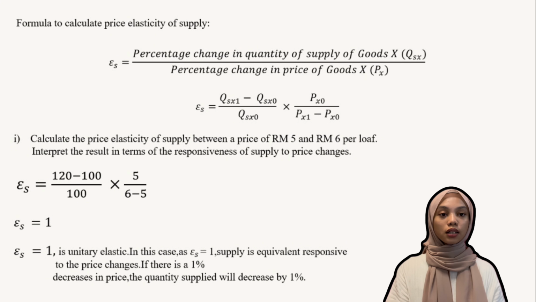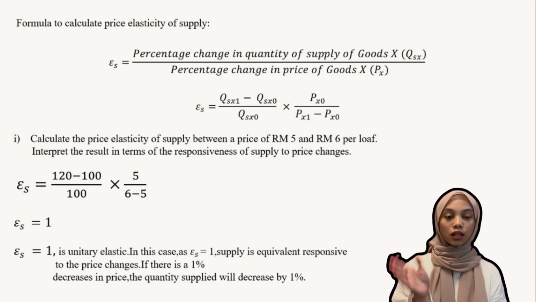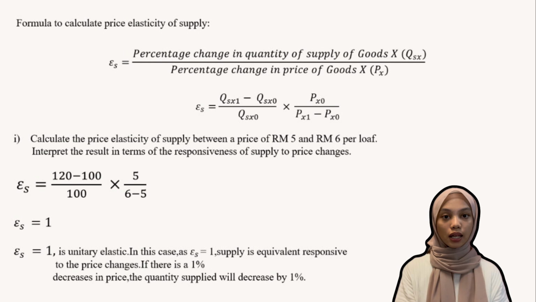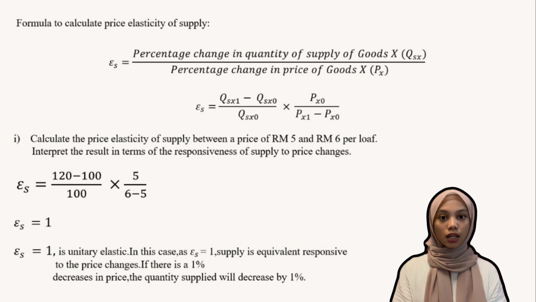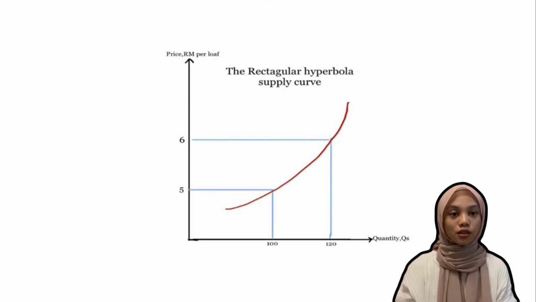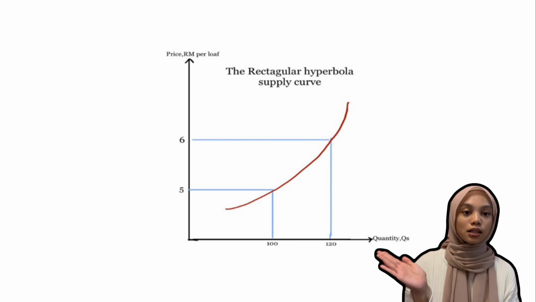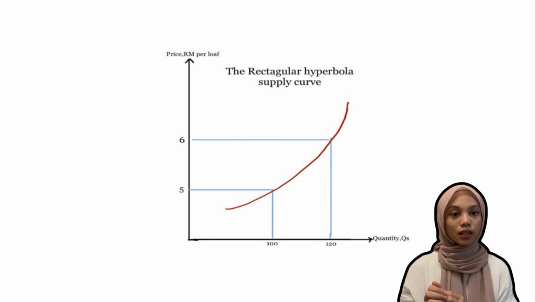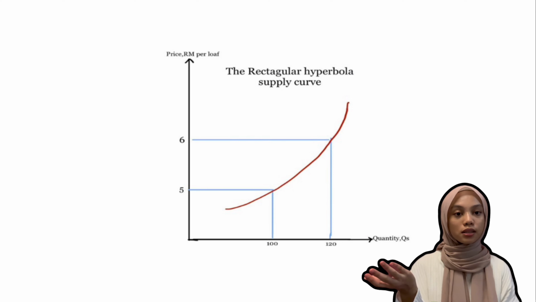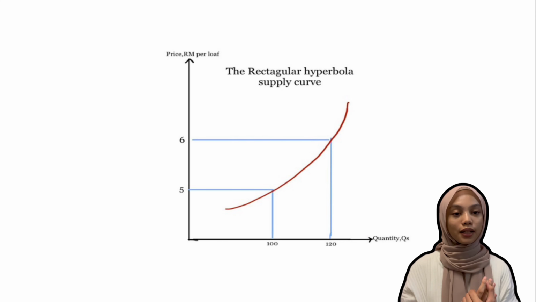And then for the responsiveness, elasticity is 1, which is unitary elastic in this case, as supply is equally responsive to the price changes. If there is a 1% decrease in price, the quantity supplied will decrease by 1%. So based on the answer given, this is how the graph of the rectangular hyperbola supply curve looks based on the prices given and the quantity supplied.